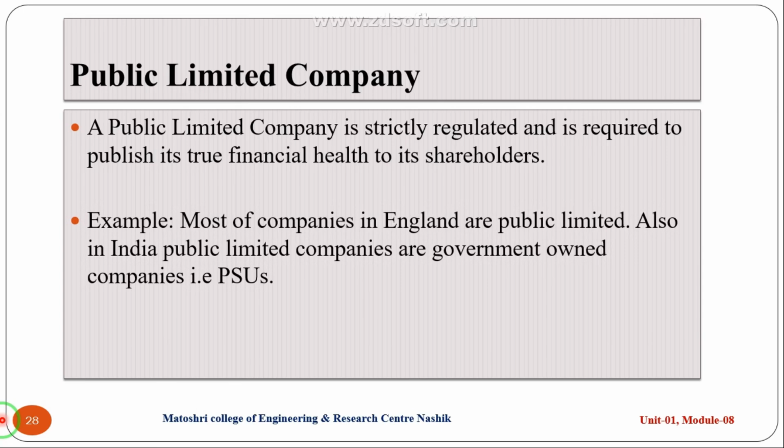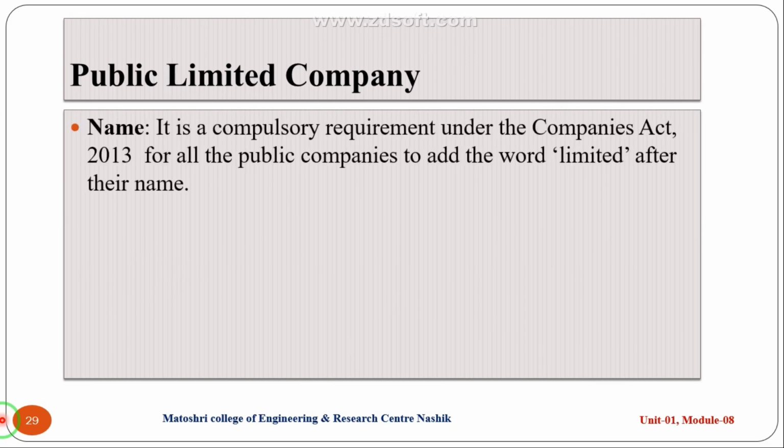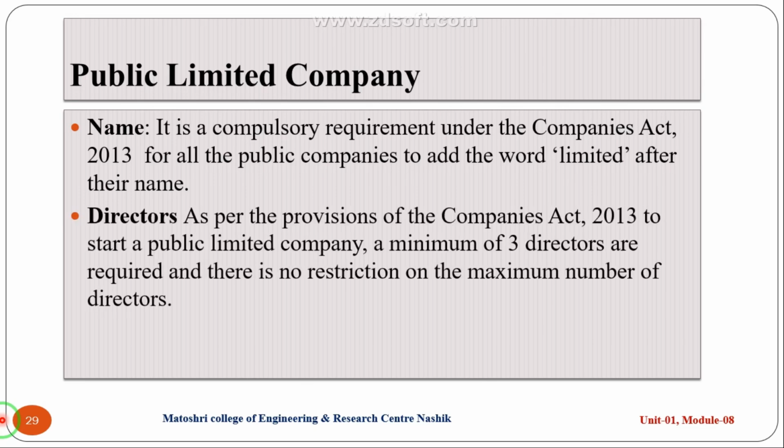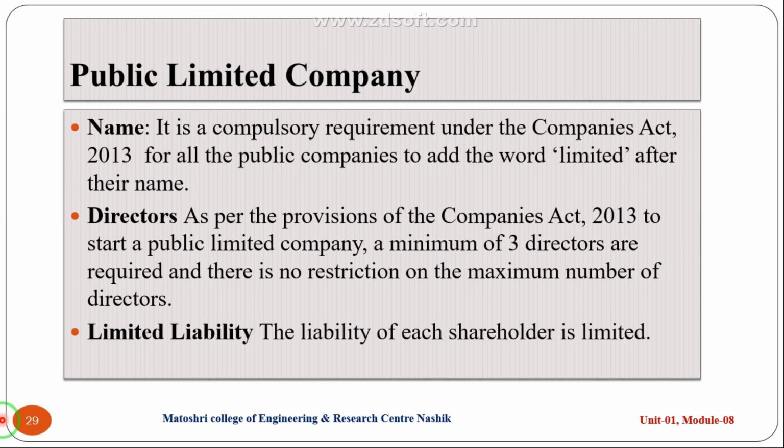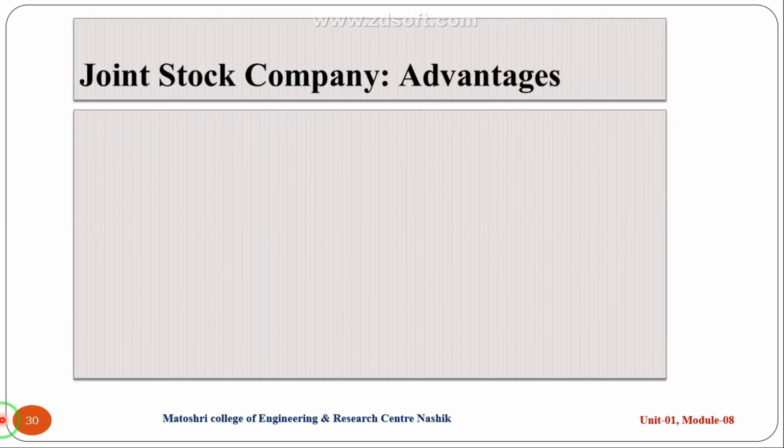Most of the companies in England are public limited. Also in India, public limited companies are government owned companies. It is a compulsory requirement under the Companies Act 2013 for all the public companies to add the word limited after their name. As per the provisions of the Companies Act 2013, to start a public limited company, a minimum of 3 directors are required and there is no restriction on the maximum number of directors. The liability of each shareholder is limited.